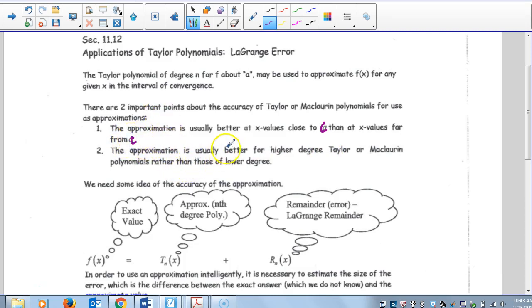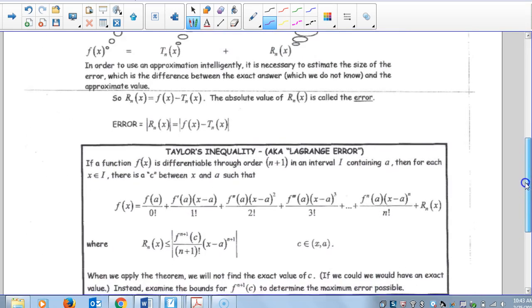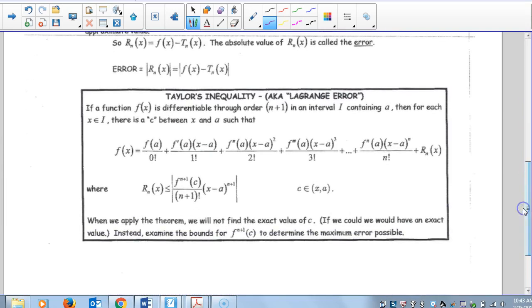And I think in your notes I had corrected that, maybe not. And then the higher the degree, the better, right? So if I go out to the 6th, 8th, 10th term, that's better than just going out to the 3rd. And what this says is the error, so this is how to find a Taylor, which you already know. To find the error, so this guy means error.